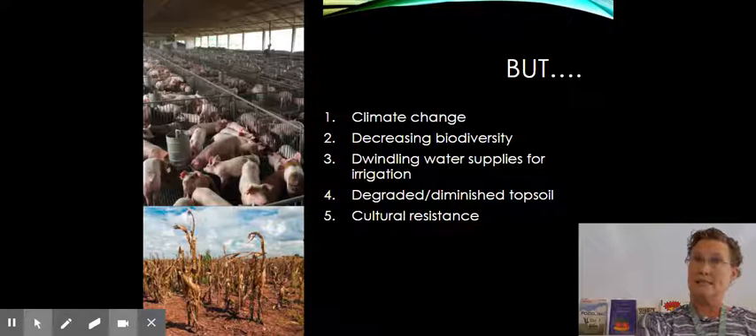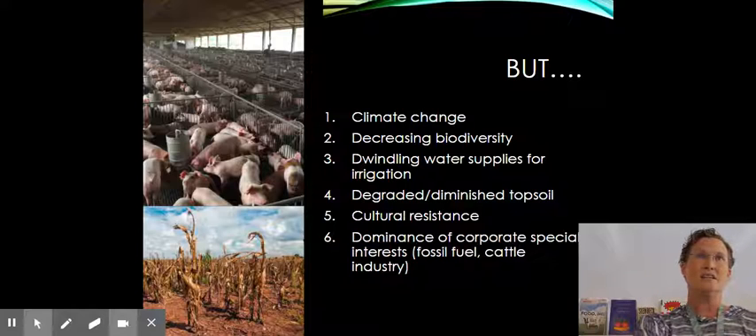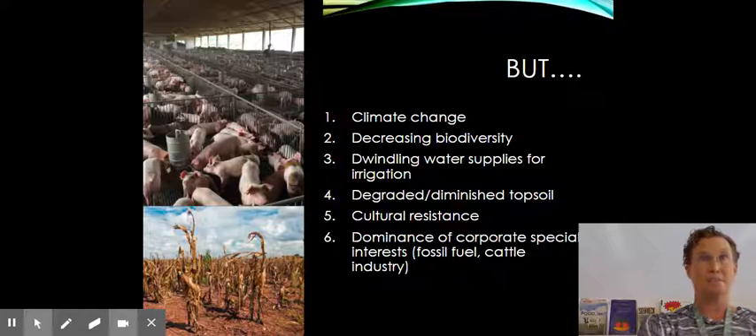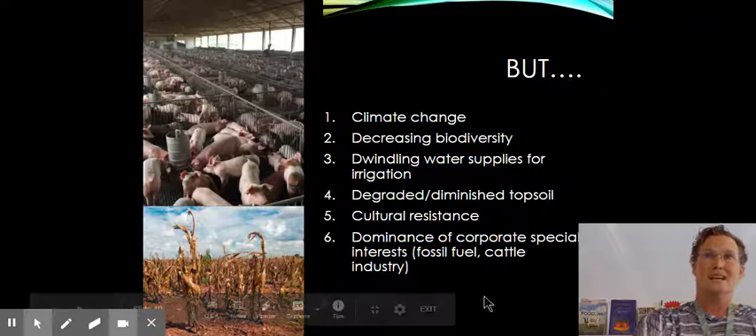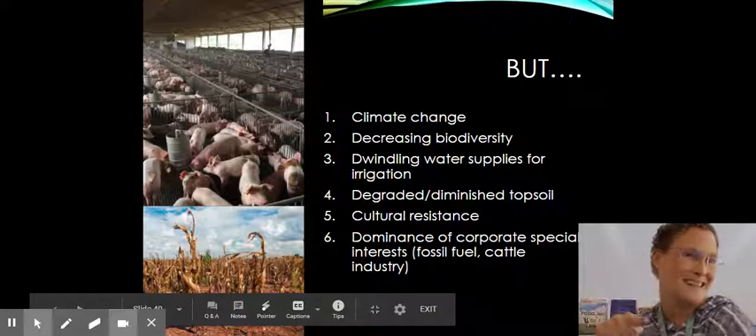And then there's a cultural resistance to eating less meat. People love their meat. And then a dominance of corporate special interests. So there is a huge impact by the meat and dairy industry and the fossil fuel industry. So a lot to think about, a lot to digest.